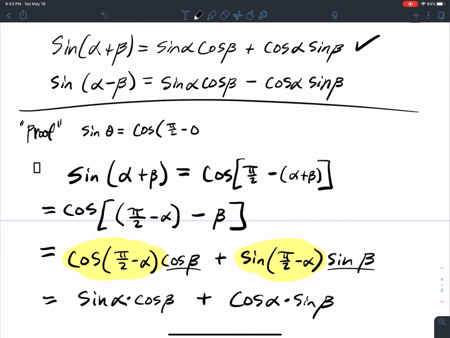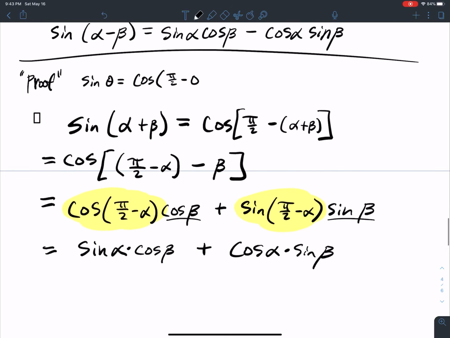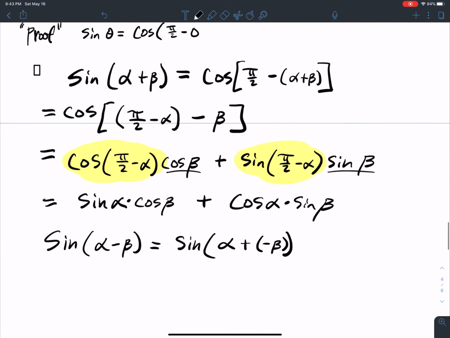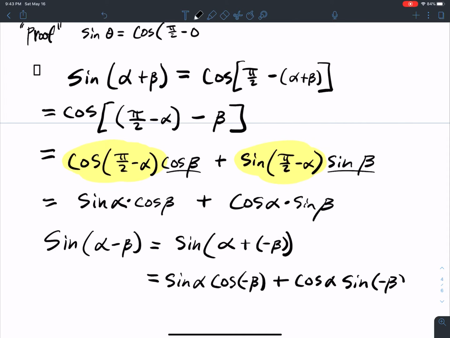Now for my second trick, I'm going to use the first one to help me out, kind of like I did in the other video for cosine. So the sine of alpha minus beta is equal to the sine of alpha plus a negative beta. And this is equal to the sine of alpha times the cosine of negative beta plus the cosine of alpha times the sine of negative beta.